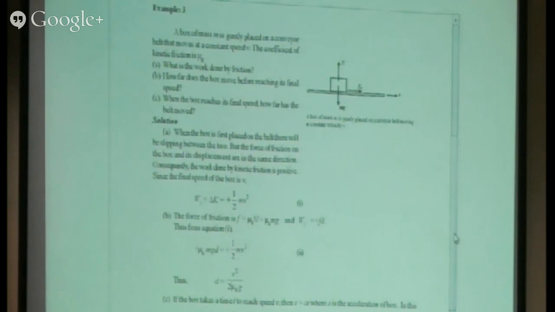Okay, now by the time the block attains a velocity v, during that time the belt is moving with a velocity v. So how much is the distance traveled by the belt? V into t. The belt moves with a velocity v, and the whole process takes a time t. So the belt will move through a distance v into t.